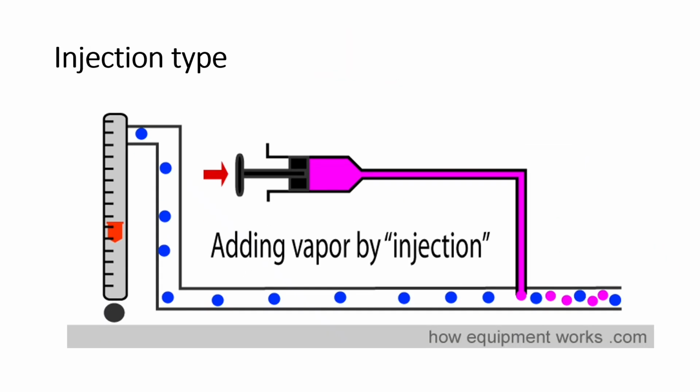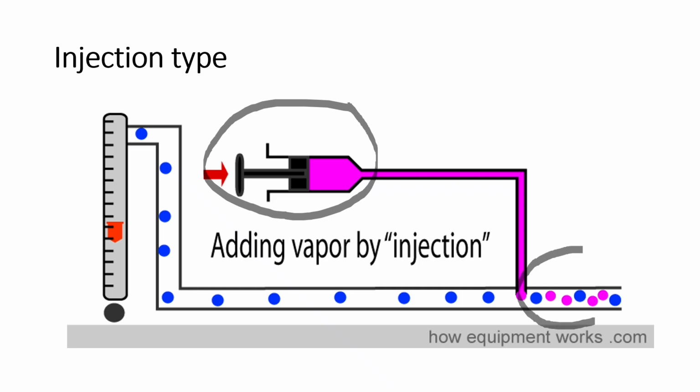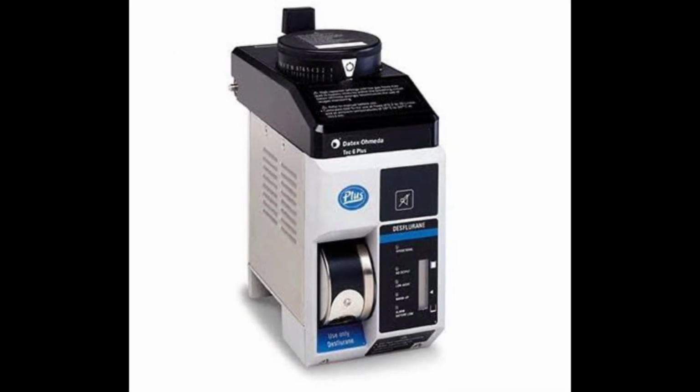Coming to injection type vaporizers, certain vaporizers control the vapor concentration by injecting a known amount of liquid anesthetic into a known volume of gas. The fresh gas flow coming from the flow meters does not split into two streams. There is only one stream for the fresh gas flow, and into this stream the liquid anesthetic agent is directly added. This is seen in the desflurane Tec 6 vaporizer.